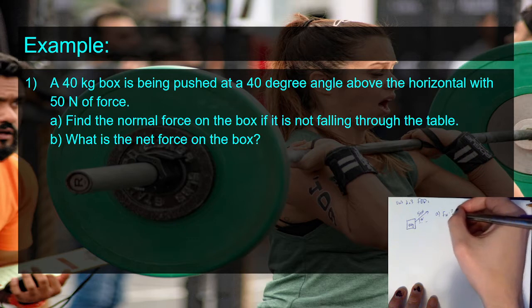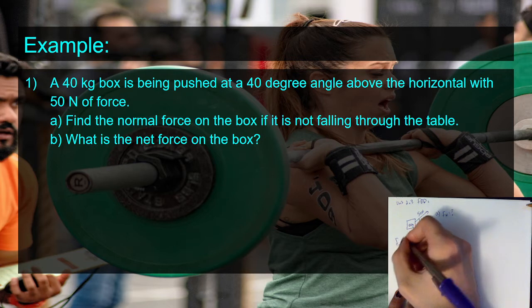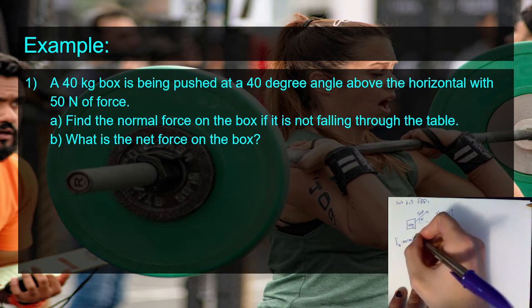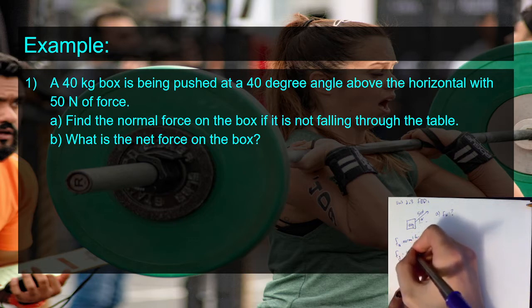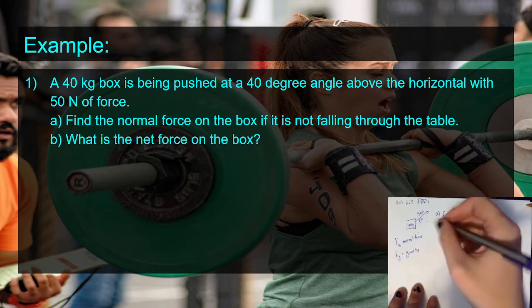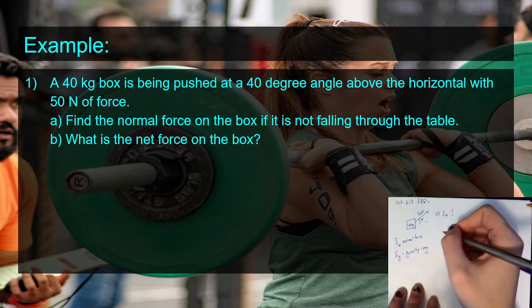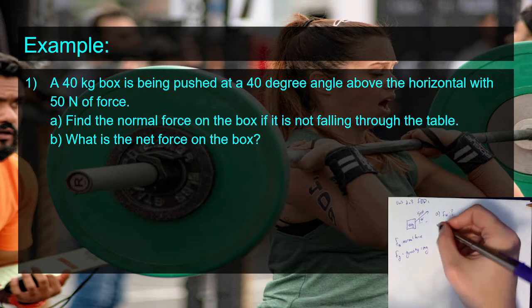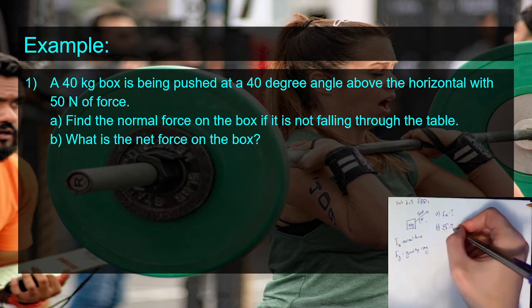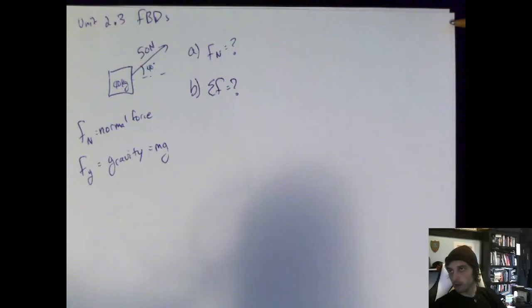The way normal force gets written is F subscript N. I should actually have that. So F_N is normal force. F subscript G is gravity. I also just write that as mg most of the time because, again, it just kind of saves a little bit of writing. And B is asking us for the net force on the box. So let's do it.